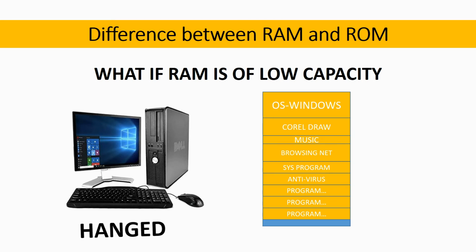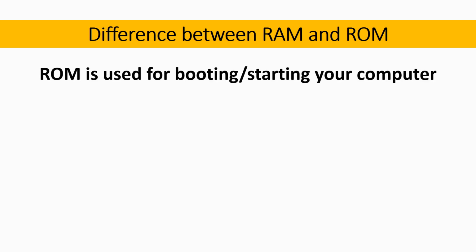So always we say that at least we require a 4 GB RAM or an 8 GB RAM to make sure the computer runs smoothly. Okay, so this is the working of RAM and why we require a better capacity RAM. Understand it. Now let's move to the ROM.